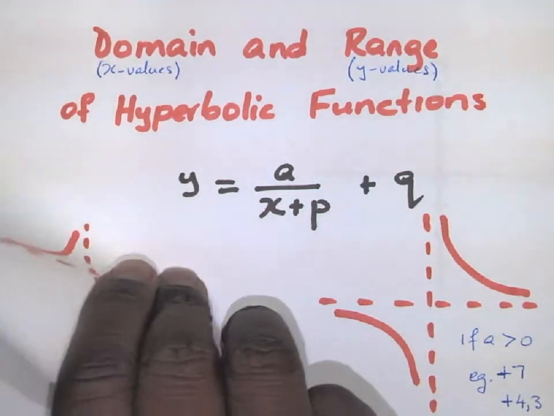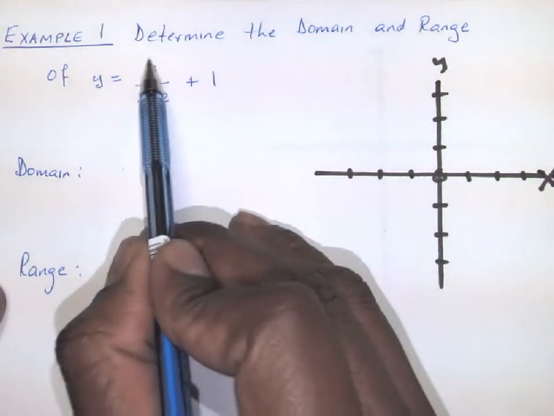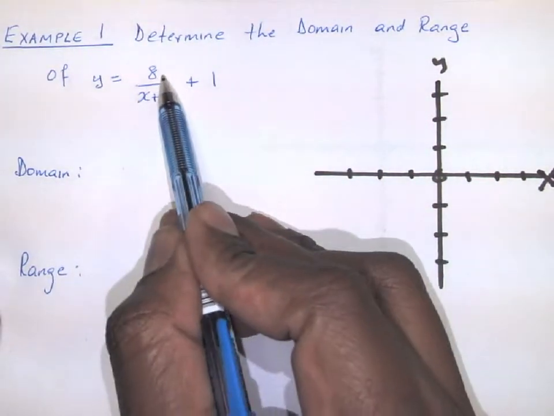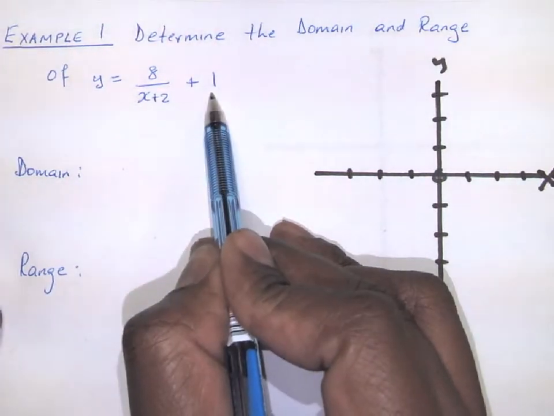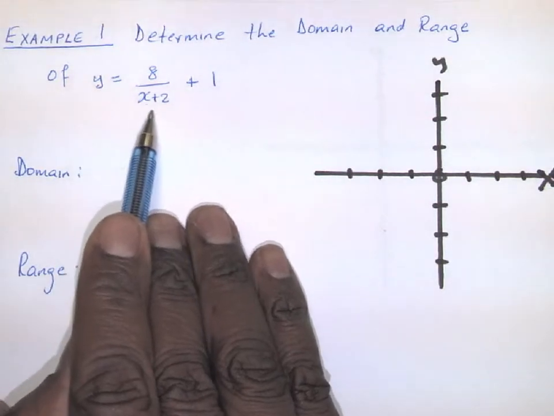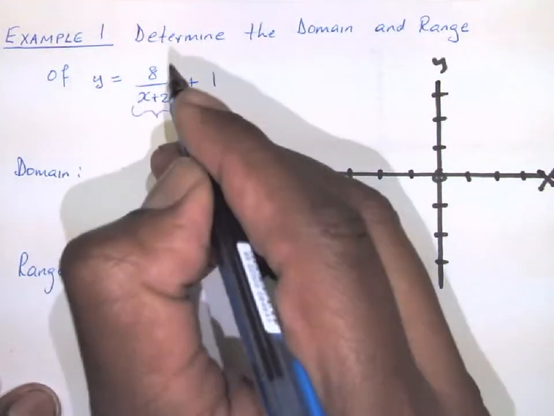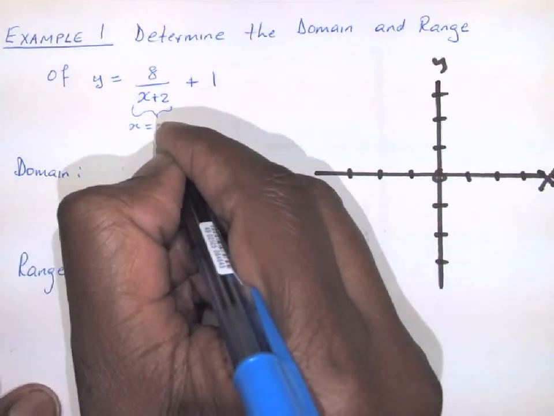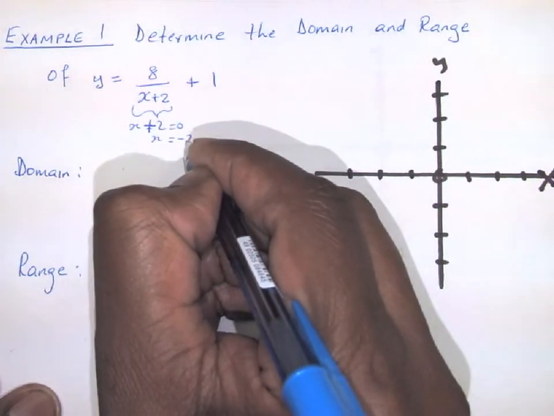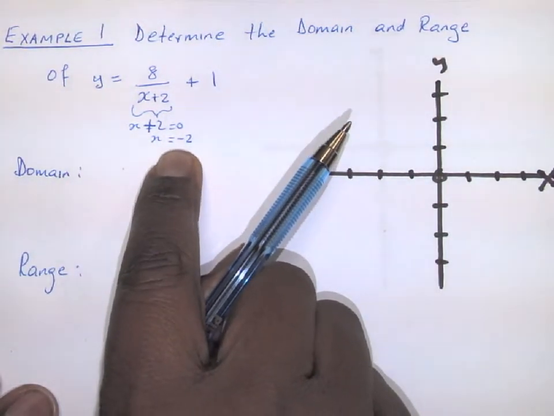Let's check how some of the questions are asked. Let's say this one says, determine the range and the domain of this function here, y is equal to 8 over x plus 2, plus 1. Now, it means that the graph here has a horizontal shift. This graph of ours has moved. I'll solve here for x. I say x plus 2 equals 0, so x is minus 2. It means that the graph has shifted 2 units to the left.